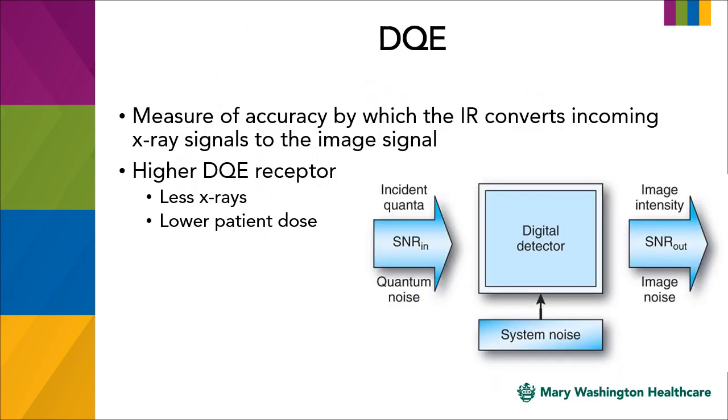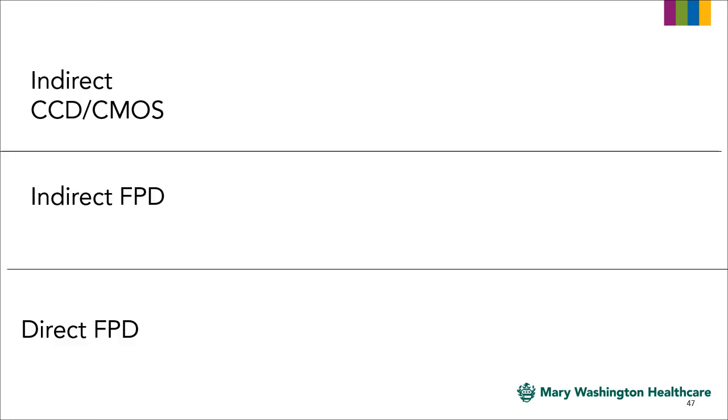DQE is called detective quantum efficiency. It's a measure of the accuracy by which the image receptor converts incoming X-ray signals to the image signal. So with a higher DQE, the result is fewer X-rays and lower patient dose. The higher the DQE, the fewer X-rays used to start with, and we have more electronic signal coming out. This is showing the SNR, which is signal to noise ratio, coming into the detector. There's always system noise that we can't help with, and then there's the signal coming out. The more signal coming out, the higher the DQE. We're going to talk about this during class, how we compare the three of these.